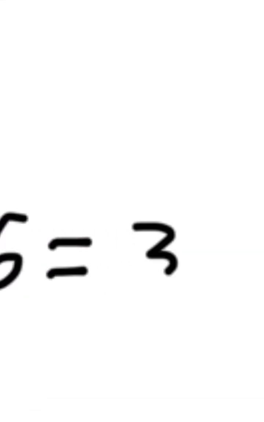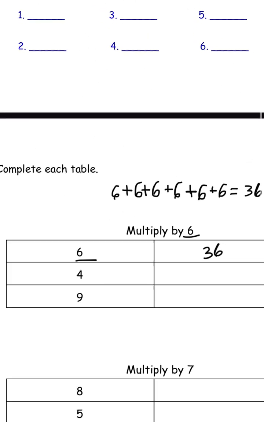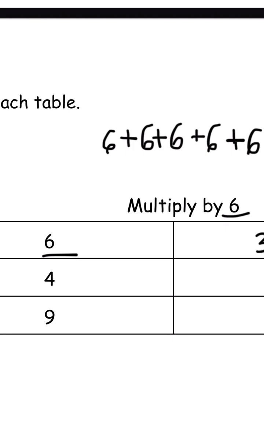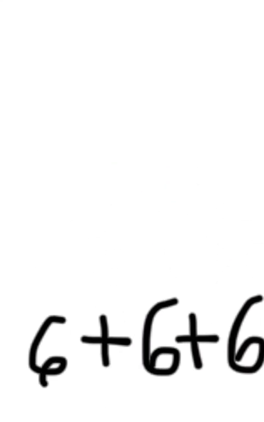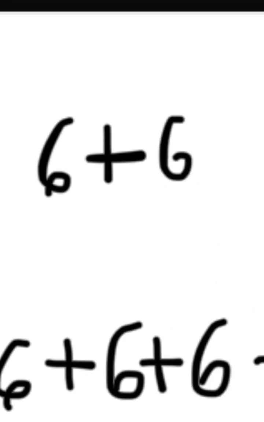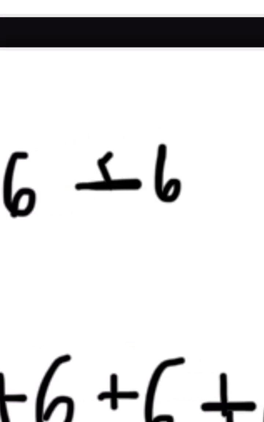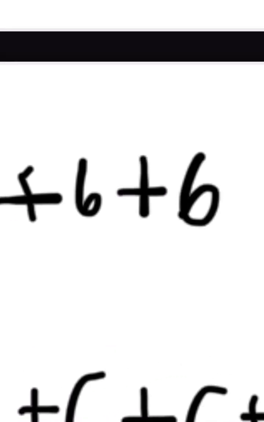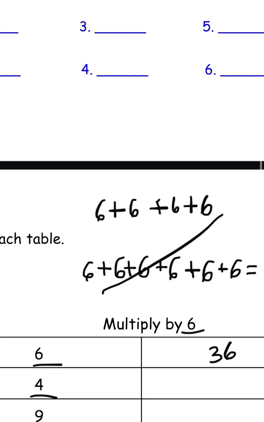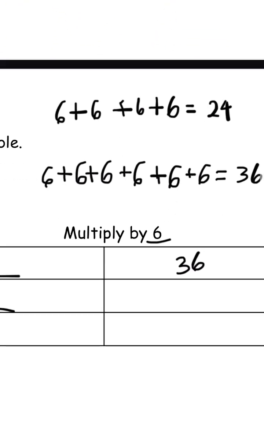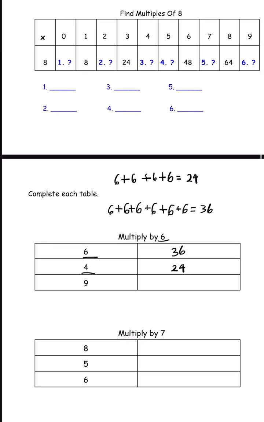So this is going to be 36. So 6 times 6 is going to be 36. And then it says we need to multiply 6 by 4, which means there are 4 of them: 6 plus 6 plus 6. If there are 4 of them and you add all of them, it's going to be 24. So 24 is the answer for the second column.